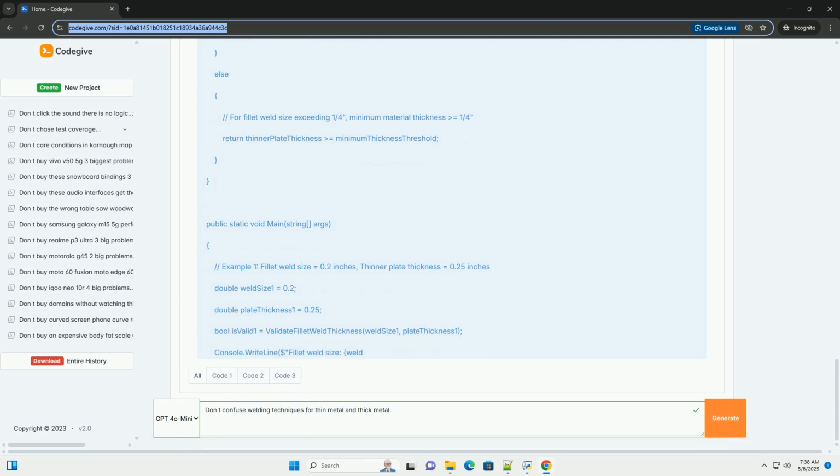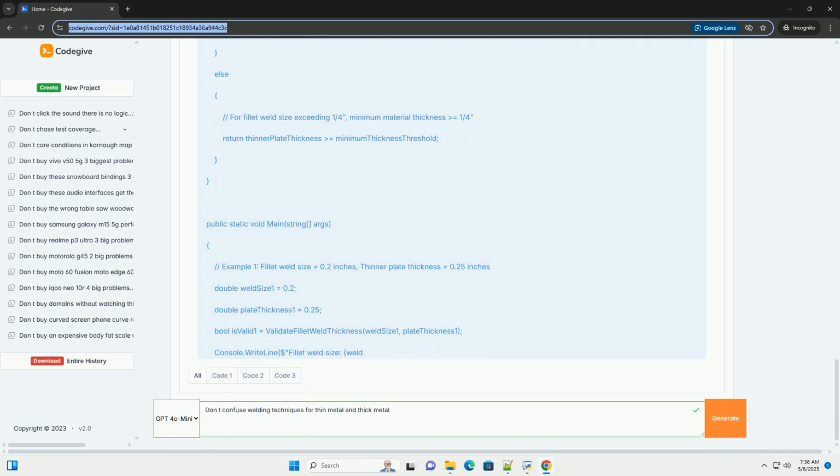Code interpretation: this clause means that if you are welding two plates together with a fillet weld, a weld joining two surfaces at approximately a 90-degree angle, and the fillet weld size is 1/4 or smaller, the thinner of the two plates must be at least as thick as the weld itself. If you use a fillet weld that exceeds 1/4, the minimum thickness of the thinner plate can't be less than 1/4. Code example implementation in C, simplified validation.